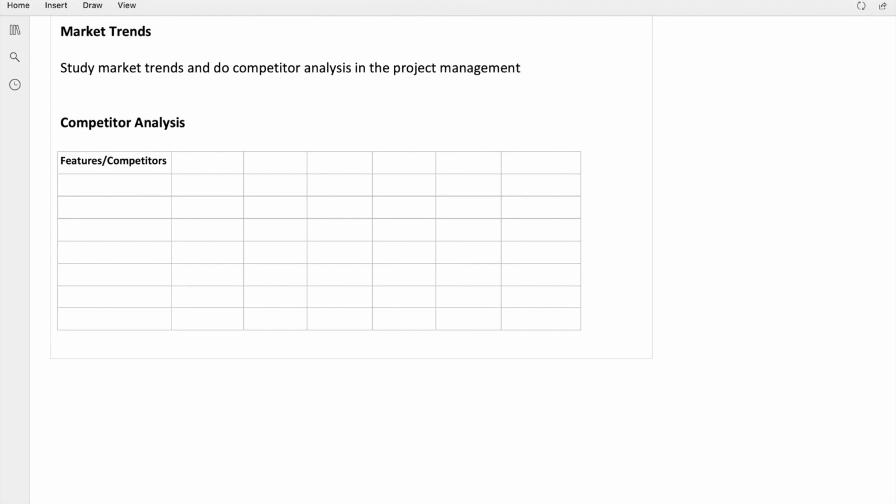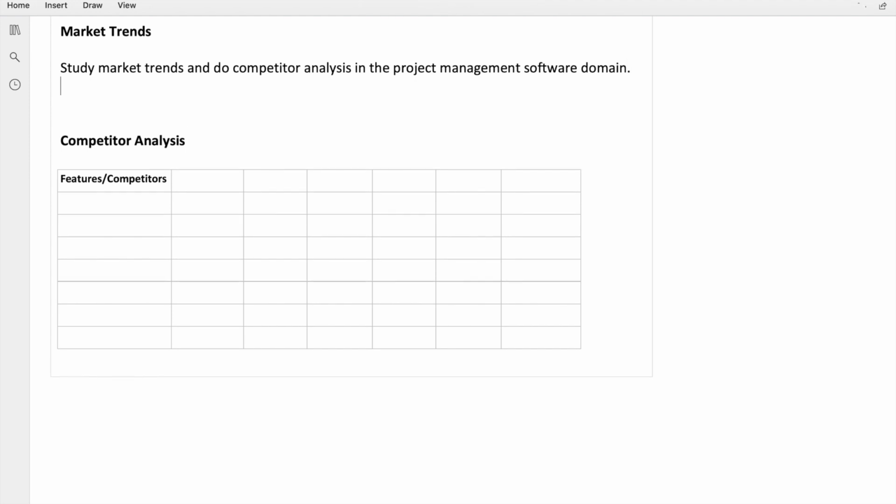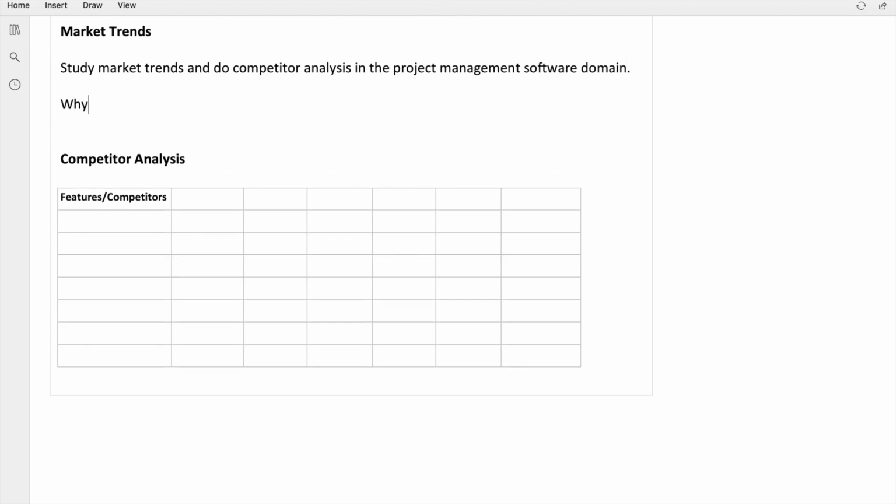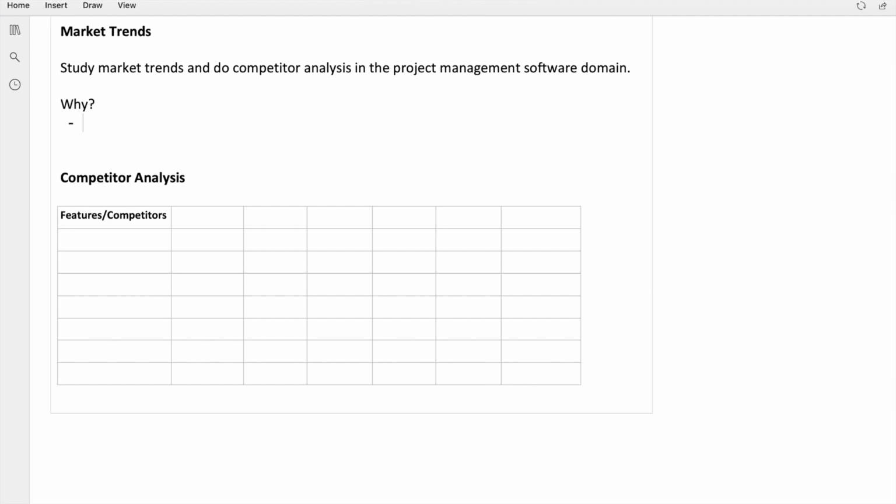Now let us ask a very fundamental and important question. Why should we study market trends and do competitor analysis? Why is it necessary? Studying market trends and doing competitor analysis can help us in four ways. First, it will help us to understand the changing customer and market needs.